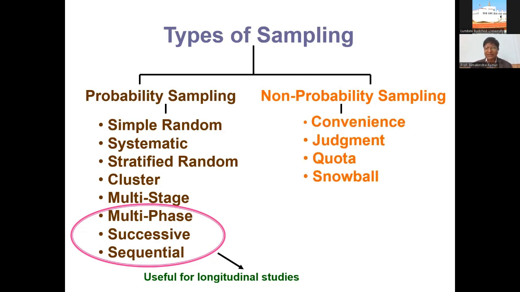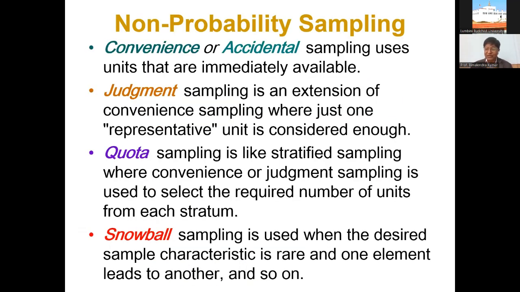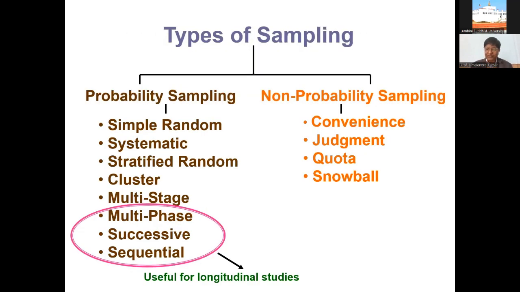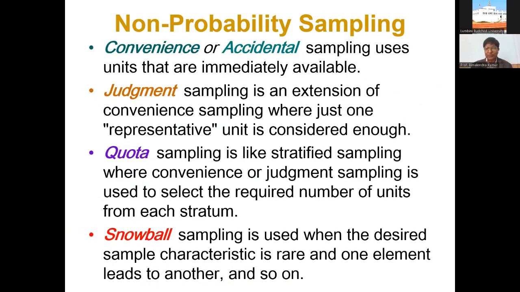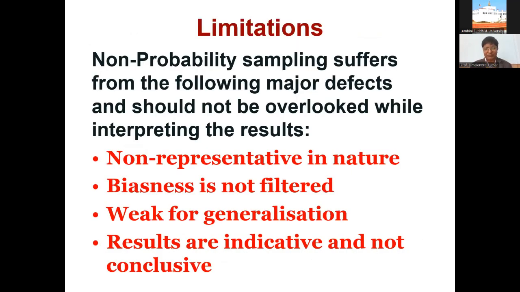And there is another, non-probability sampling. This is convenience, judgment, quota, and snowball. So in non-probability sampling, there are convenience or accidental, judgment, quota, or snowball. We have already discussed all these things in our sampling method.